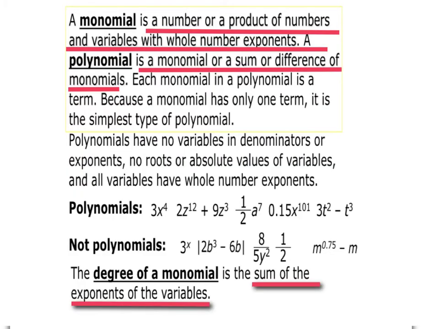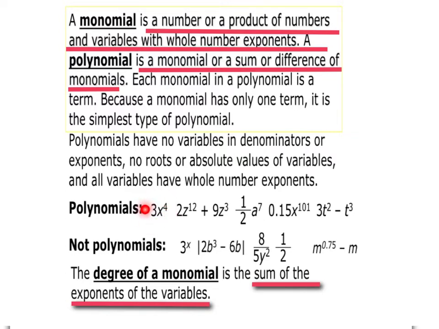Today we're going to start with a monomial. What is a monomial? A monomial is a number or a product of numbers and variables with whole number exponents. For example, this here is a monomial right there. If I just take a look at just that one there, that is a monomial. Why? Because it has one term in it.